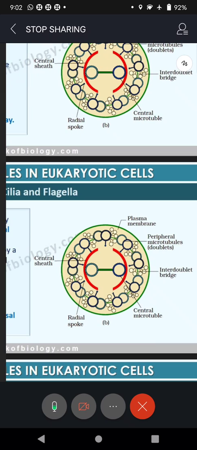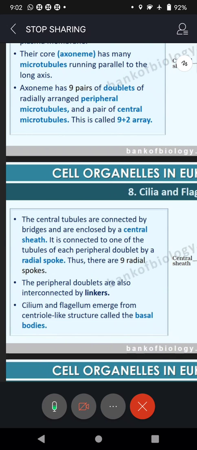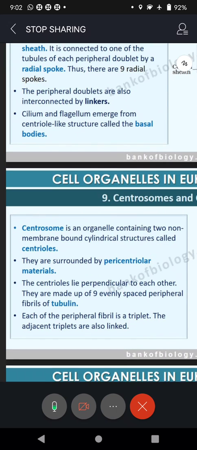The outer ones are interconnected by the linkers, the interdoublet bridge. See? Those are linkers. And then cilium and flagellum emerge from a centriole-like structure called the basal body. And this is what we expand. Basically we see the basal body, and when we expand the basal body you will see this 9+2 arrangement. Okay. And next we go to centrosome.